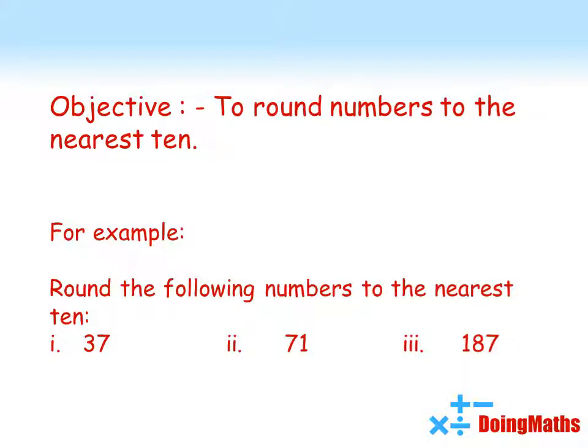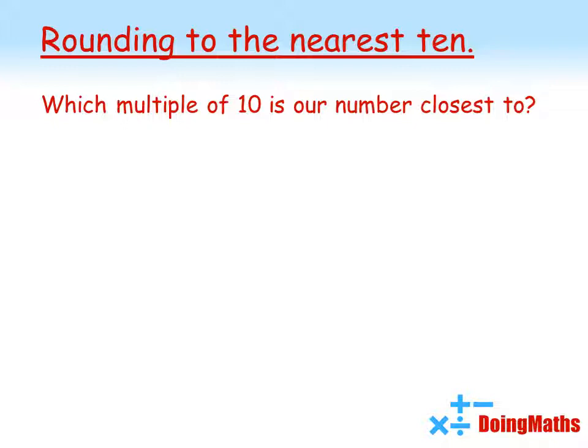Our objective for this lesson is to round numbers to the nearest 10, such as in the examples on the screen. In order to round to the nearest 10, we need to think which multiple of 10 is our number closest to. So suppose we want to round the number 16.